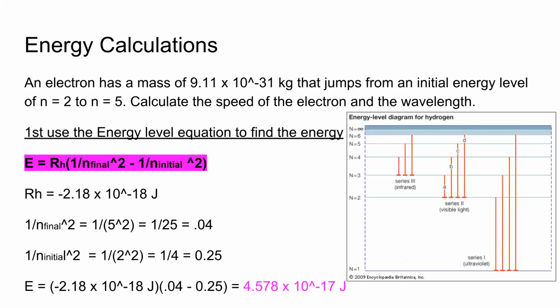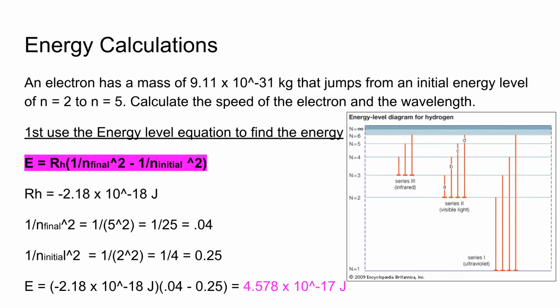Now let's try something a little bit more complicated. All right. So an electron has a mass of that, and it jumps from an initial level of n equals 5. Now you need to know the speed of the electron. Do you know that the speed of the electron is not the speed of light? So the speed of light does not equal the speed of the electron unless proven. So we go back to the previous energy equation, which is the one in purple.